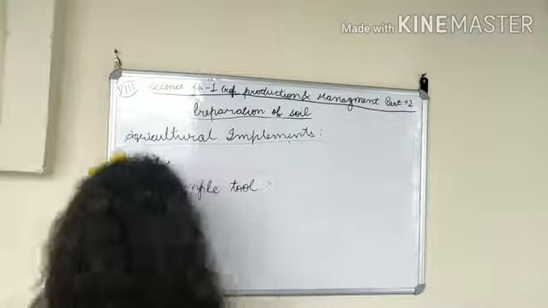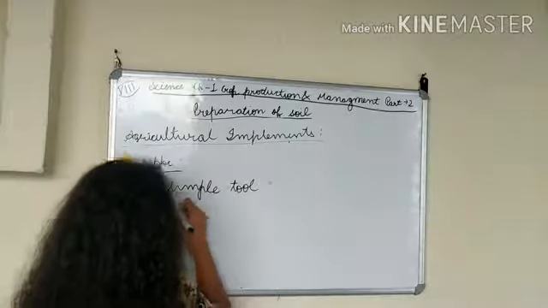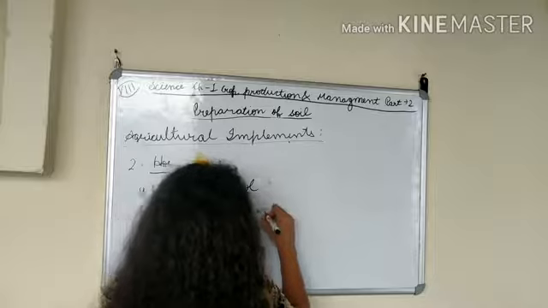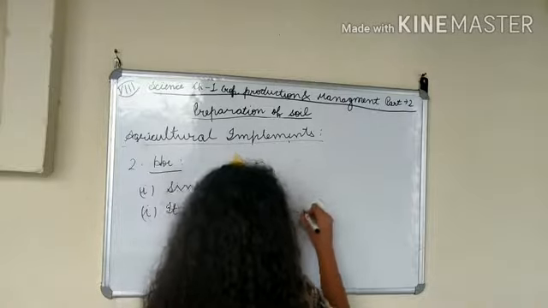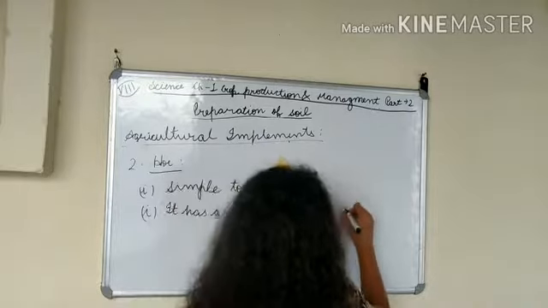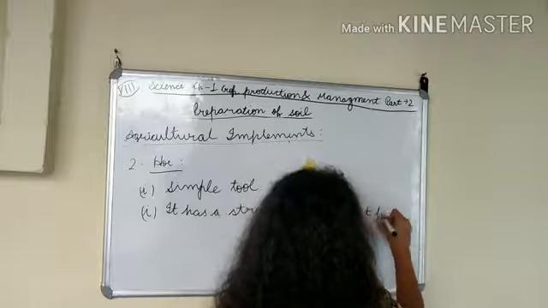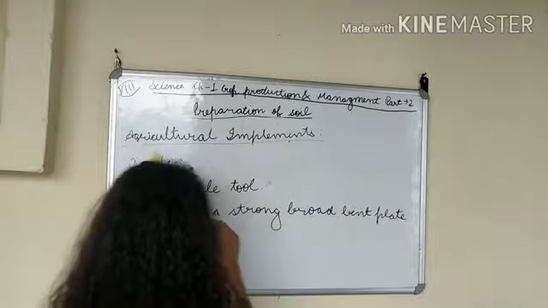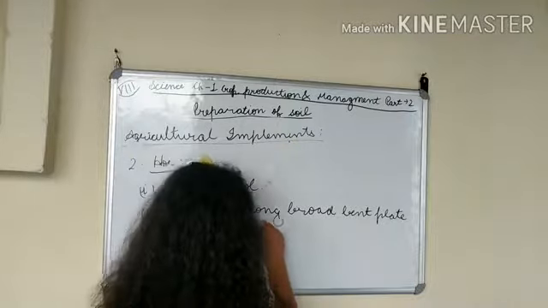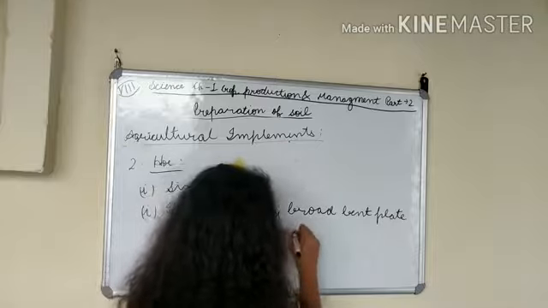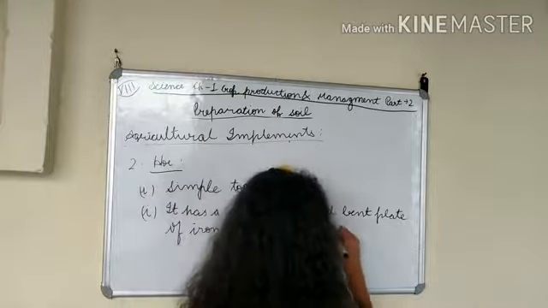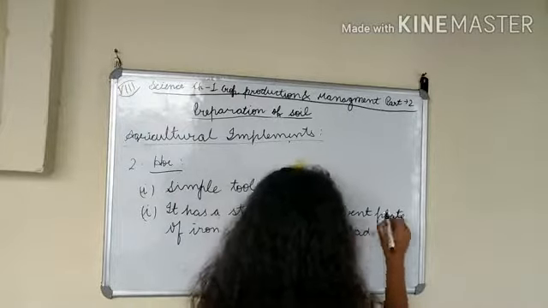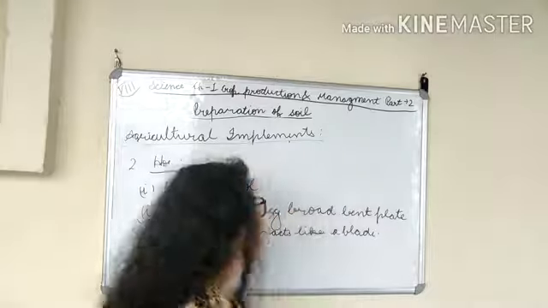Right, now it has a strong, broad, bent plate of iron which acts like a blade. Right? It has a strong what?